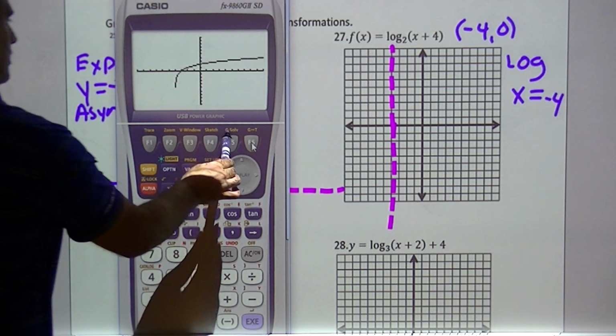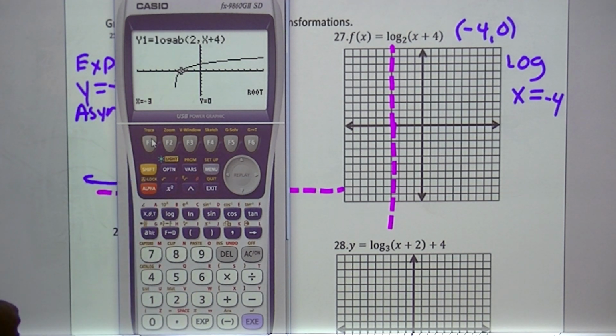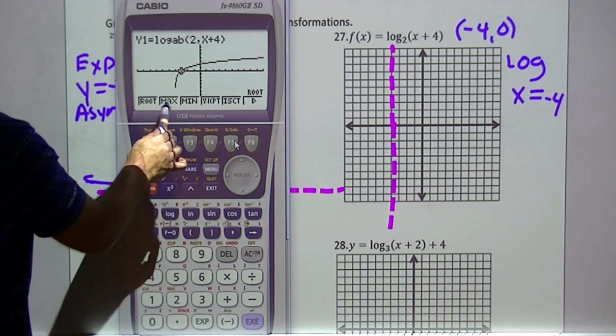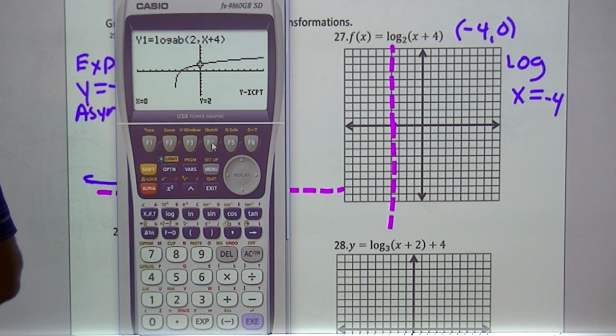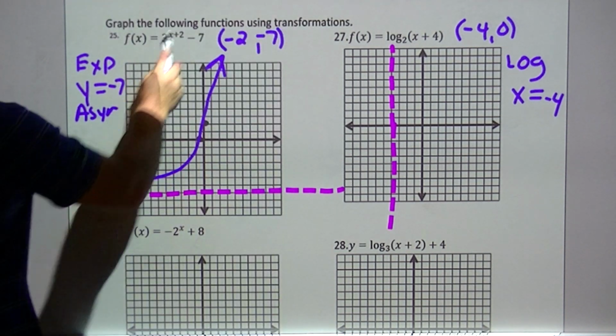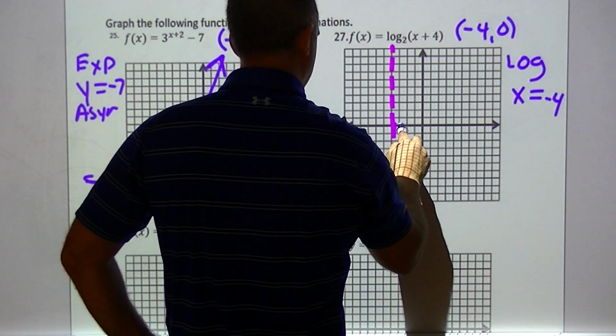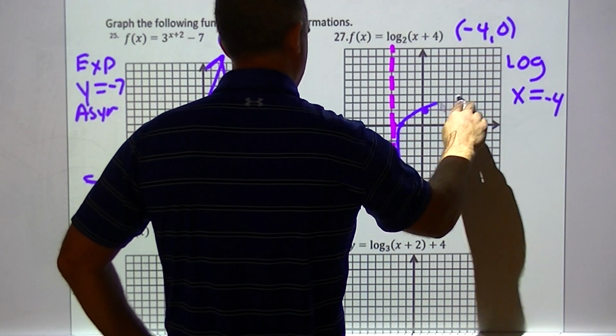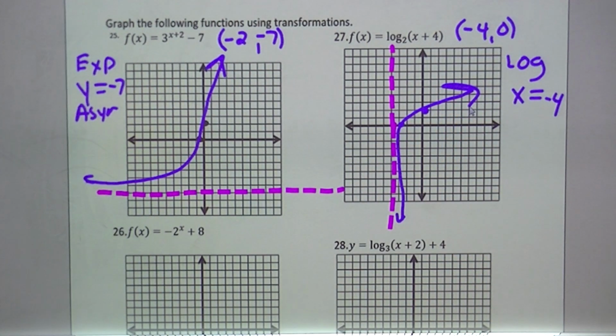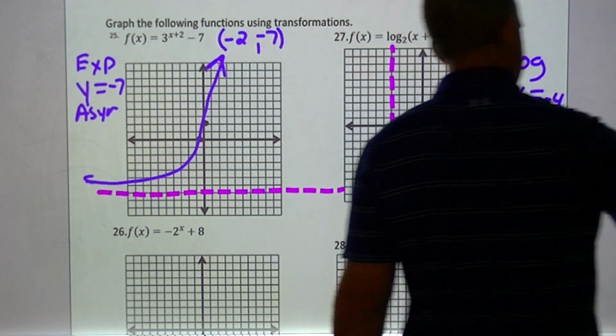Draw. Alright. G solve root. My root is negative 3, 0. G solve, you're not going to have a minimum, you're not going to have a max. The y-intercept is 0, 2. So negative 3, 0, and 0, 2. Alright? And so now the graph approaches the pink line and does something like that.